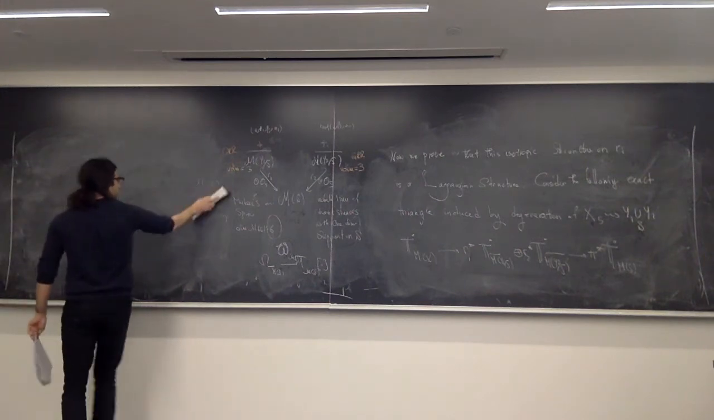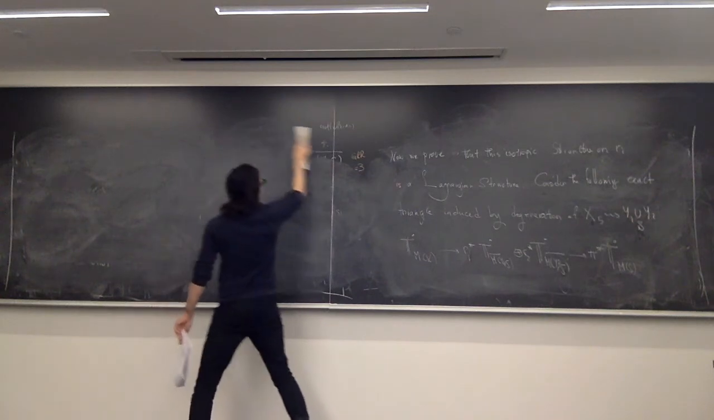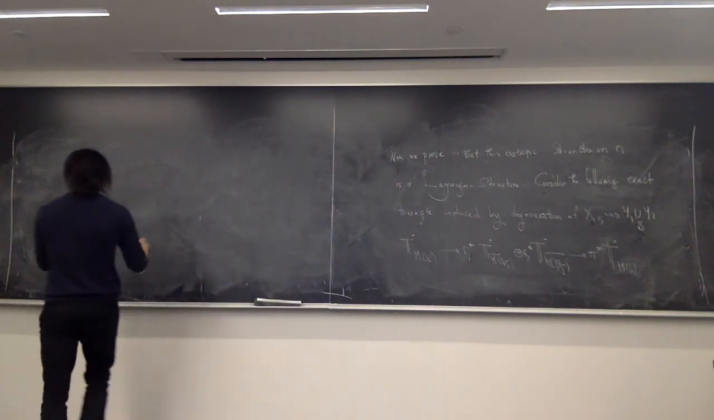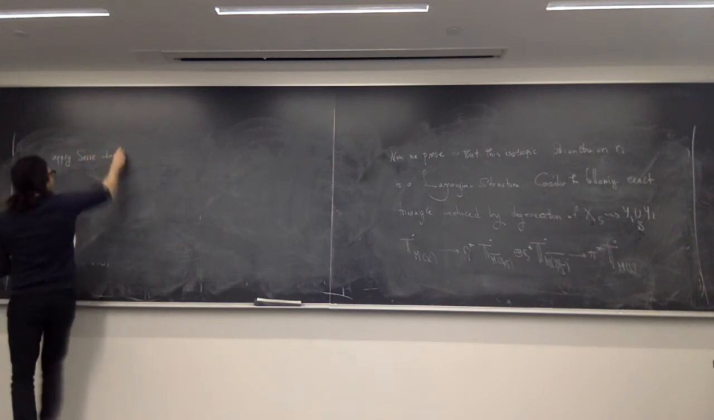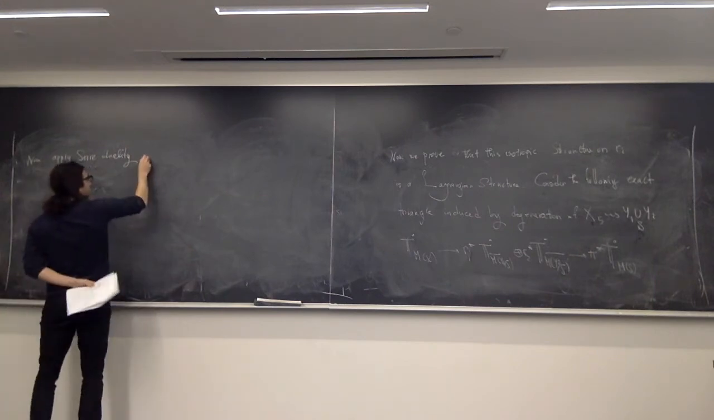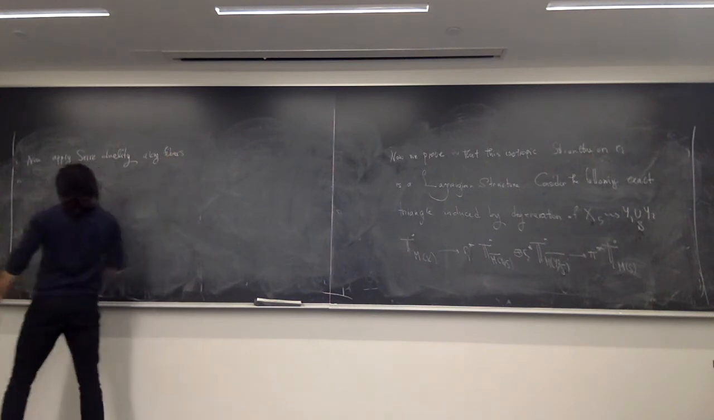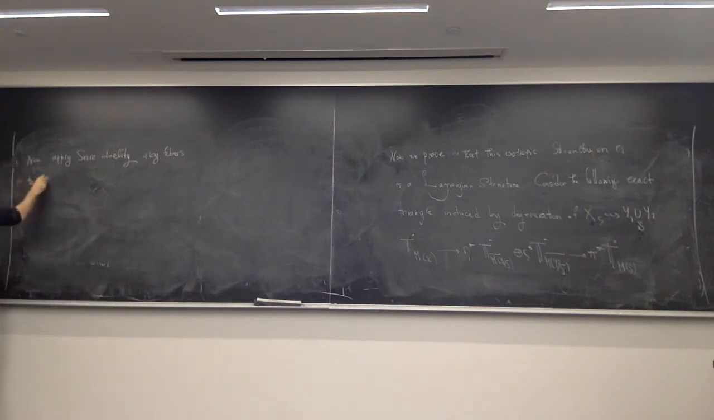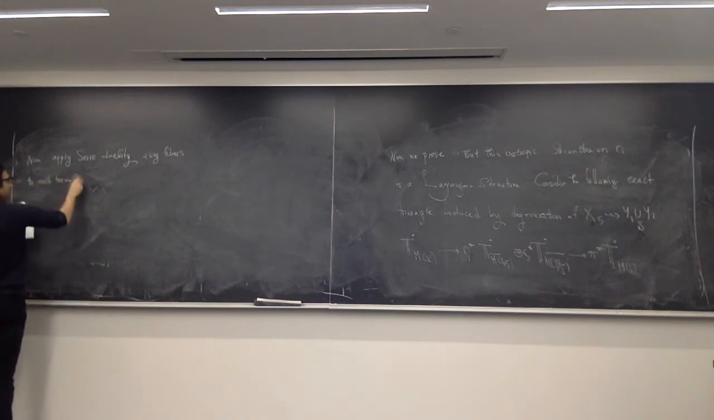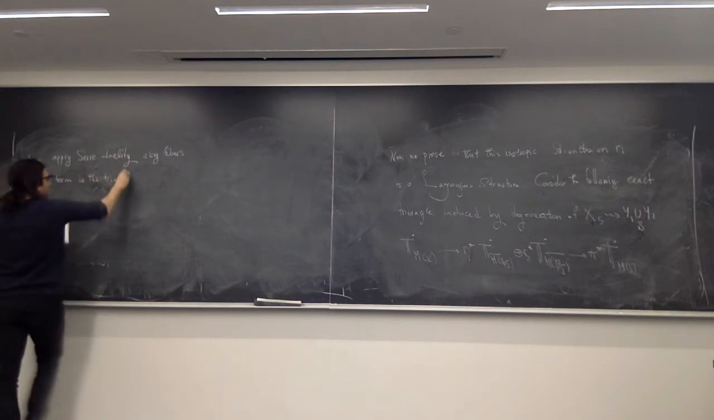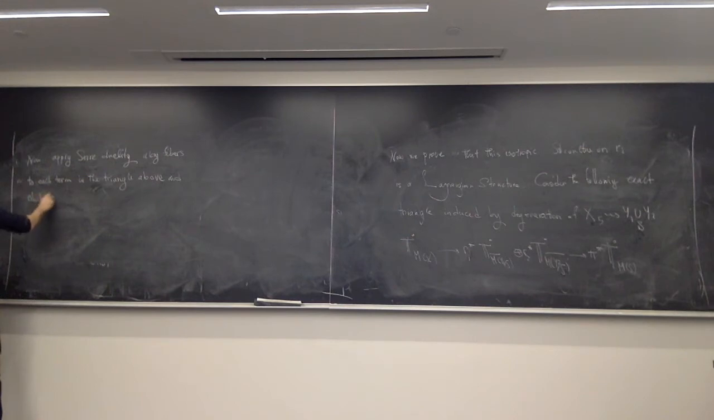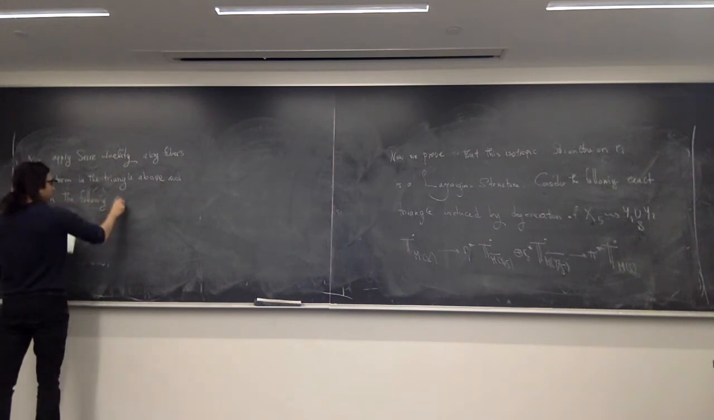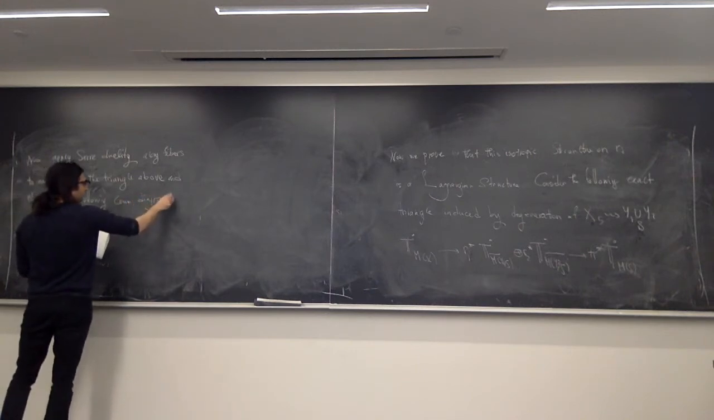Now you apply Serre duality along fibers to each term in the triangle above, and obtain the following commutative diagram in the derived category.